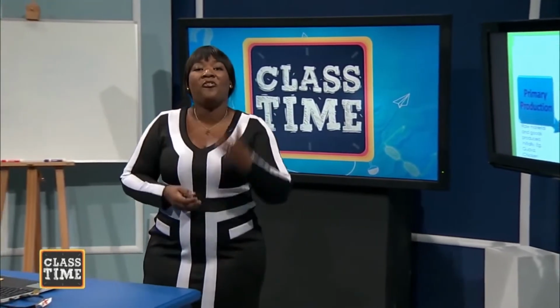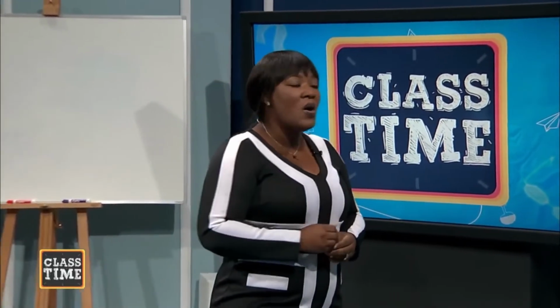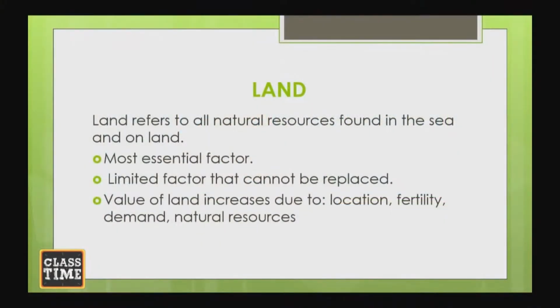Now, let's break down our 4 factors of production. First one is land. Land refers to all natural resources found in the sea and on land. Land is the most essential factor. It is the most essential, right? So therefore, if you're venturing into production, the first thing you must consider is land. Location, location, location. Where am I going to operate my business?